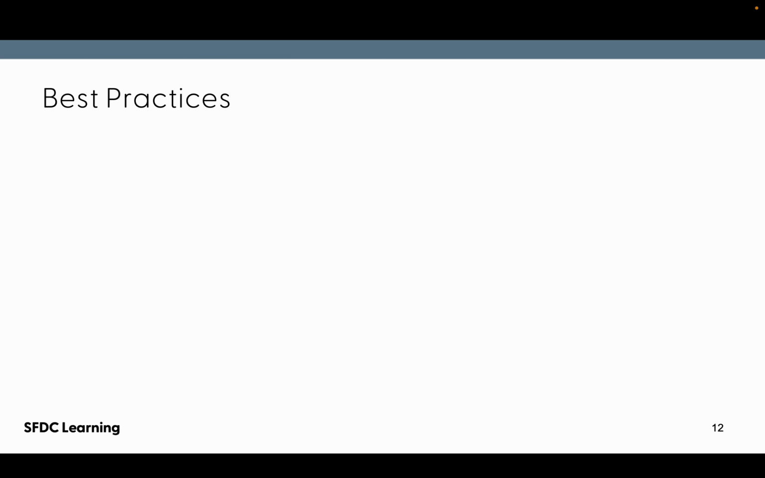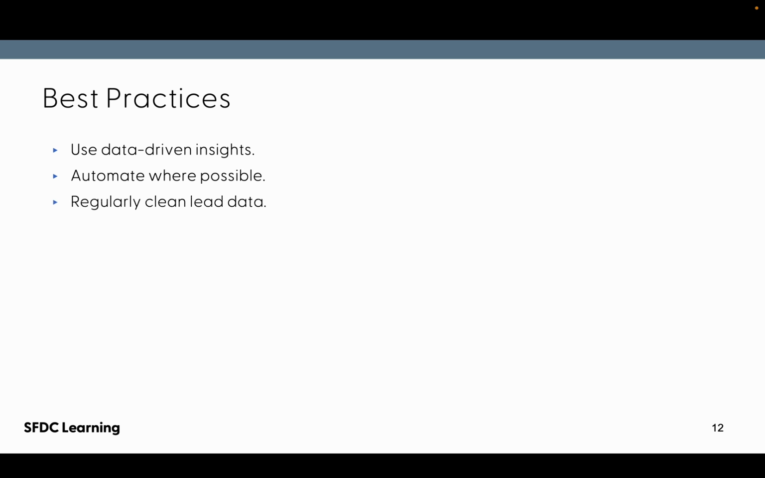And now the best practices. Use data-driven insight. Nowadays everything is digital, so you can get the leads data, and based on that, you can drive your insight, like how many leads got converted, what's the average lead conversion time. Automate where possible. Wherever you can automate, you can decrease the user clicks, so do that.